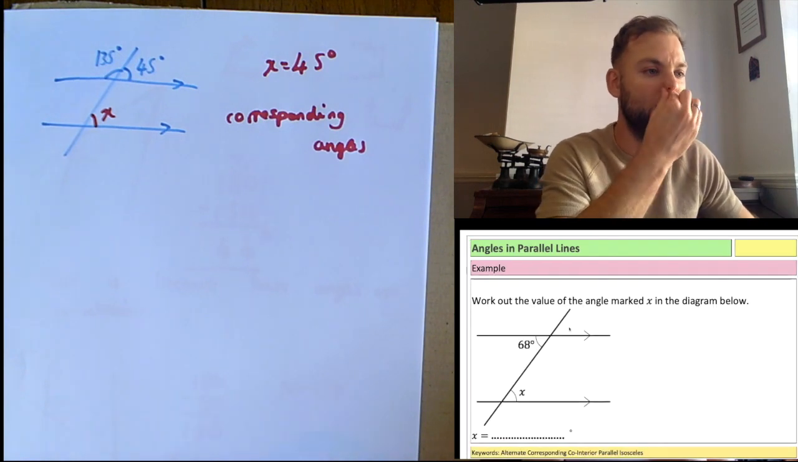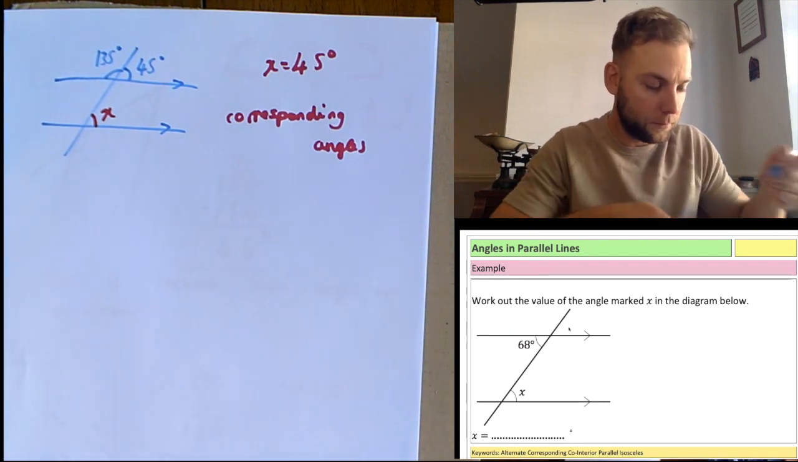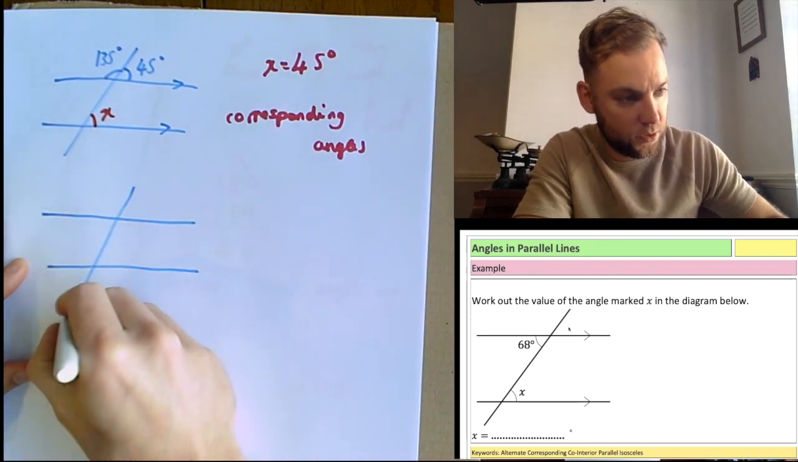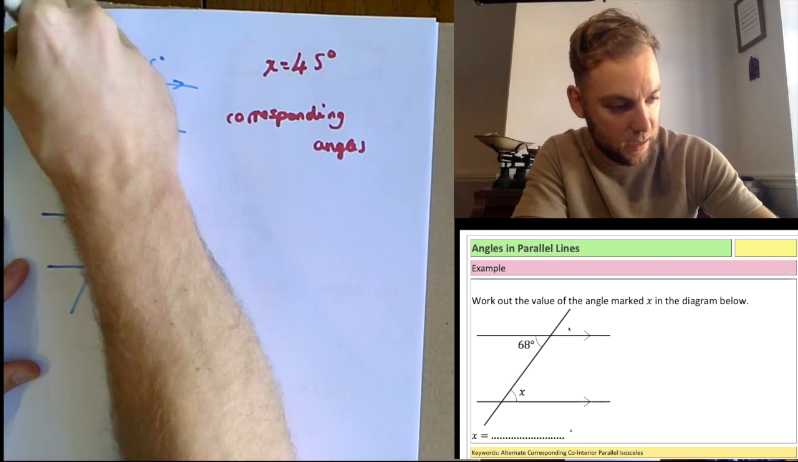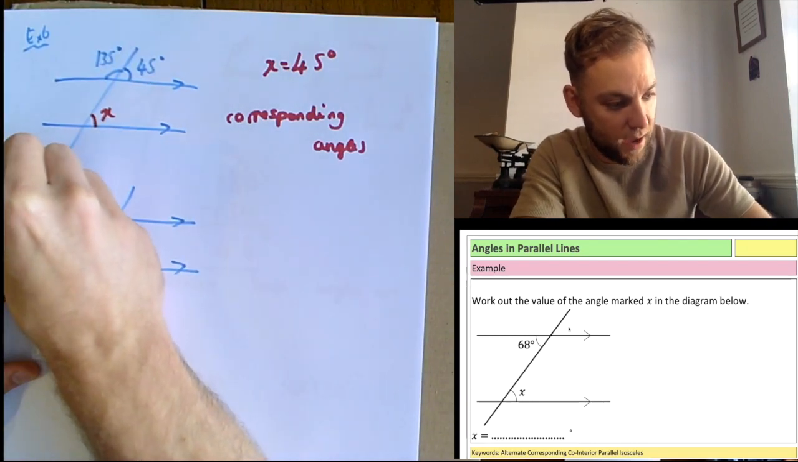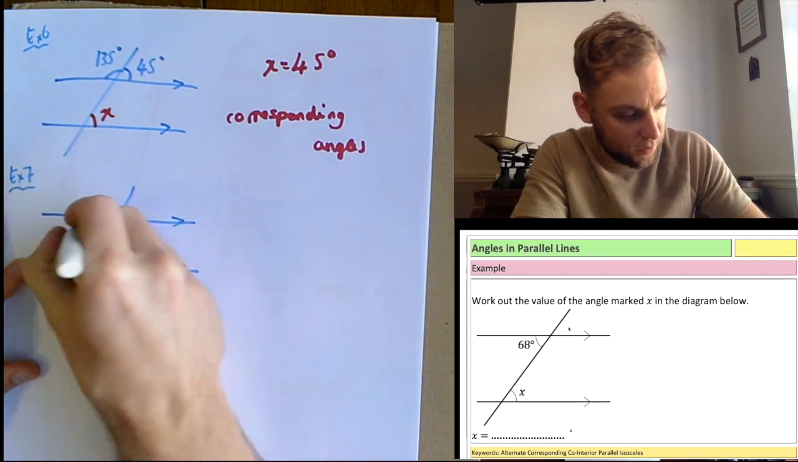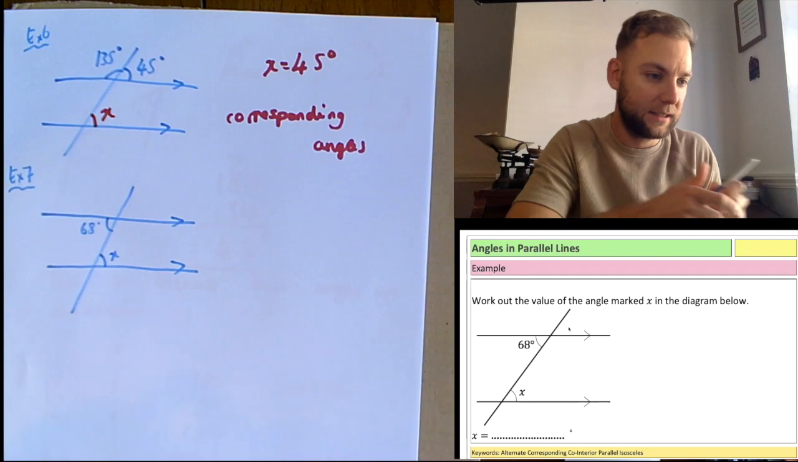So let's have a look at this one. Work out the value of mark X in the diagram below. So here I've got my parallel lines again. This time I'm cutting this way. That was example 6. This is example 7. Remember to make sure you're always getting these down, because the only way to learn maths is to do it. So this one here is equal to 68 degrees. This one here is equal to X.